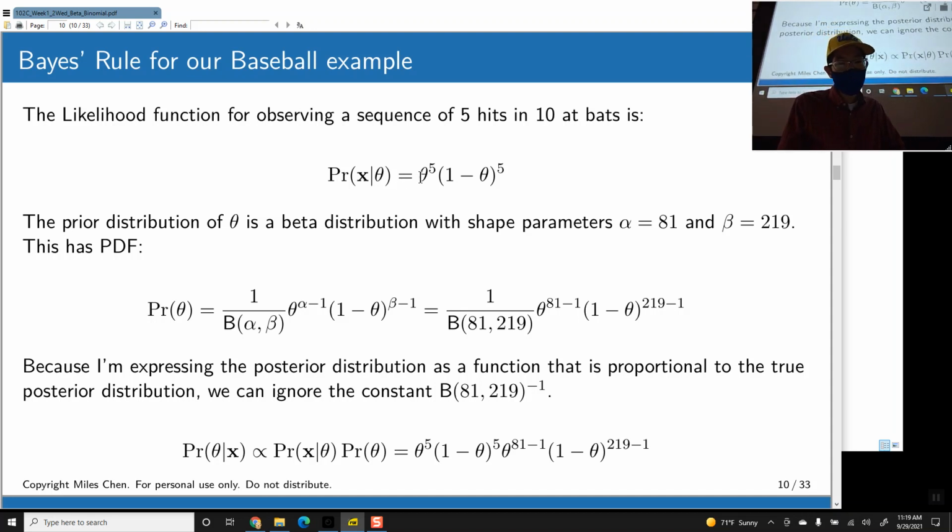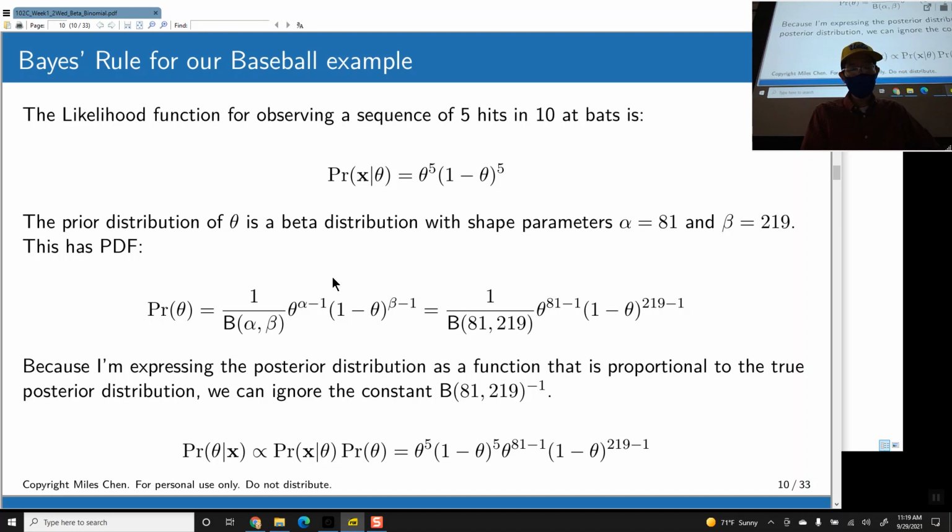This is the likelihood. The likelihood of our data for some value of theta is just going to be theta to the 5, 1 minus theta to the 5. This will give us the probability of our data for different values of the batting average. If the batting average was 0.1, we'd get a value. If it was 0.5, we'd get a different value. If it was 0.9, we could plug that into theta, and this would say this is the likelihood of getting this outcome, 5 hits out of 10 at-bats, for different values of theta.